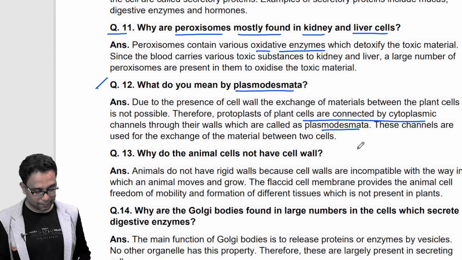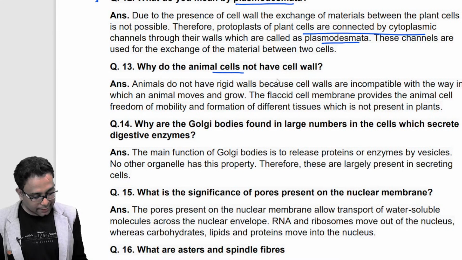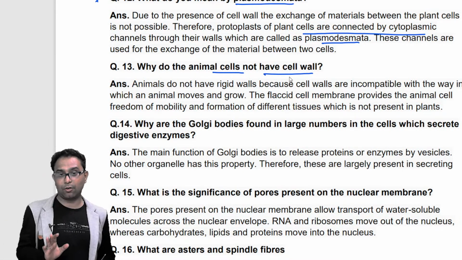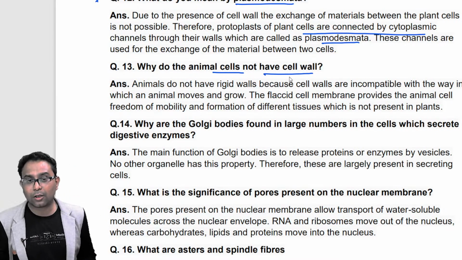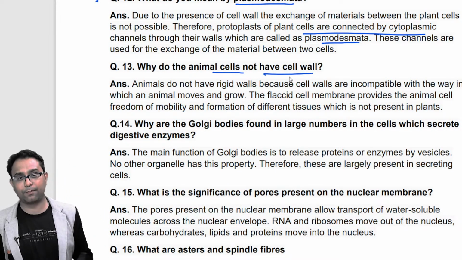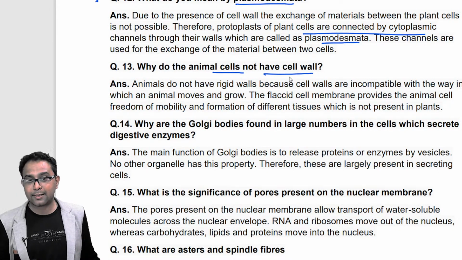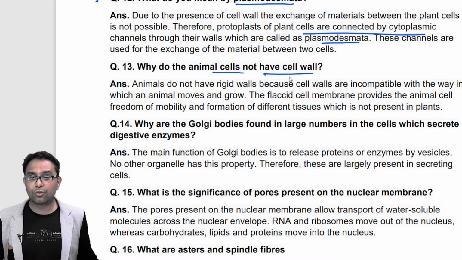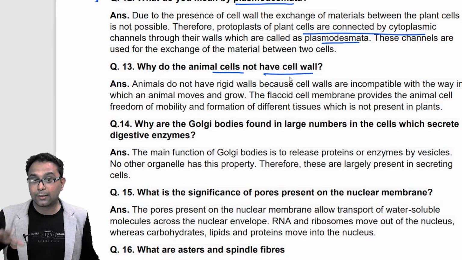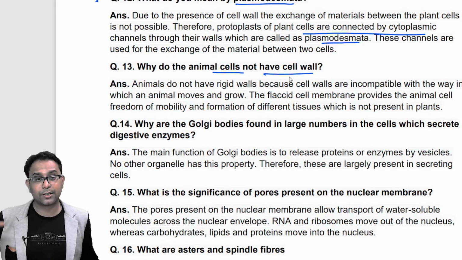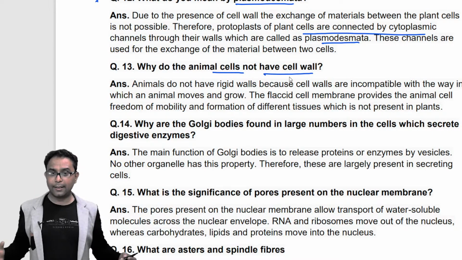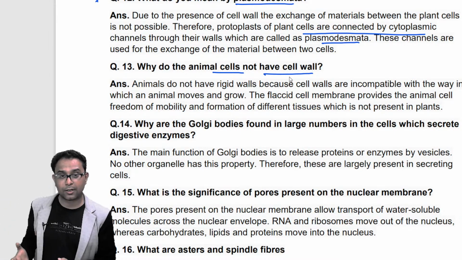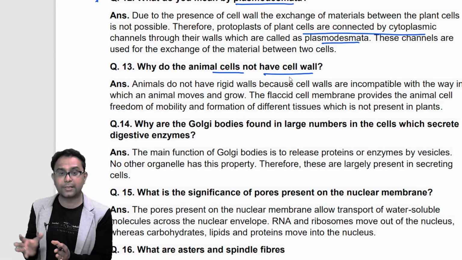Next question, why do animal cells not have a cell wall? Animal cells do not have a rigid cell wall. Why? Because it is incompatible in the animal cell, as the fluid cell membrane provides the animal cell freedom of mobility and the formation of different tissues, which is not present in plants. You know that in animal bodies there are different kinds of cells with different functions. It is possible because of their flexibility.